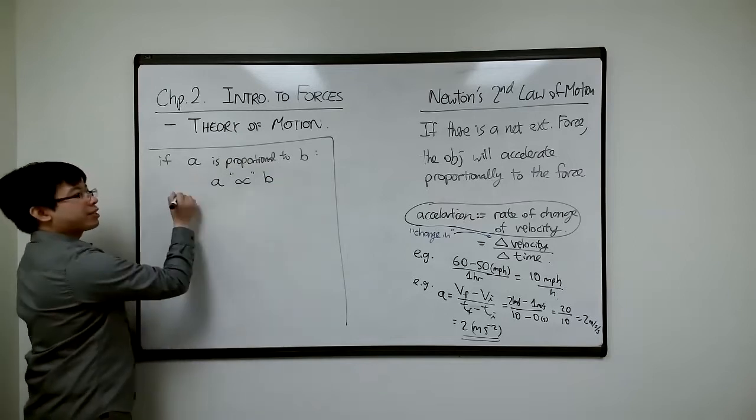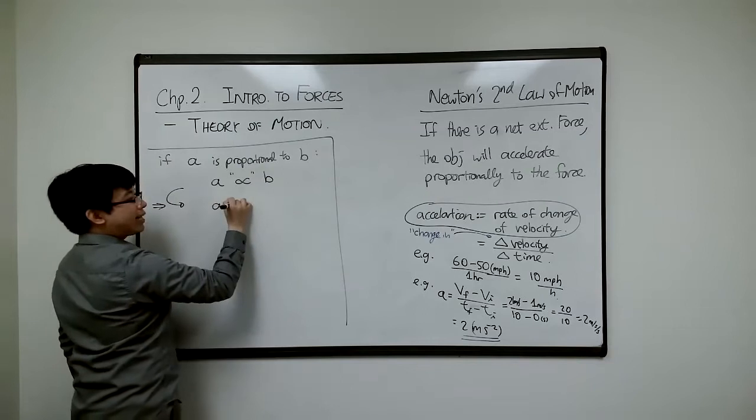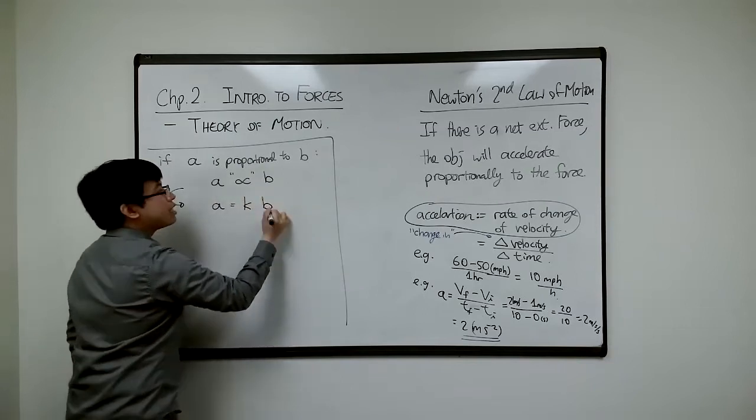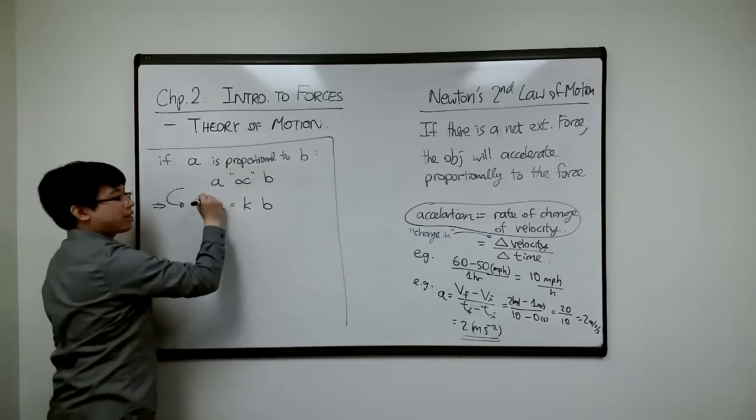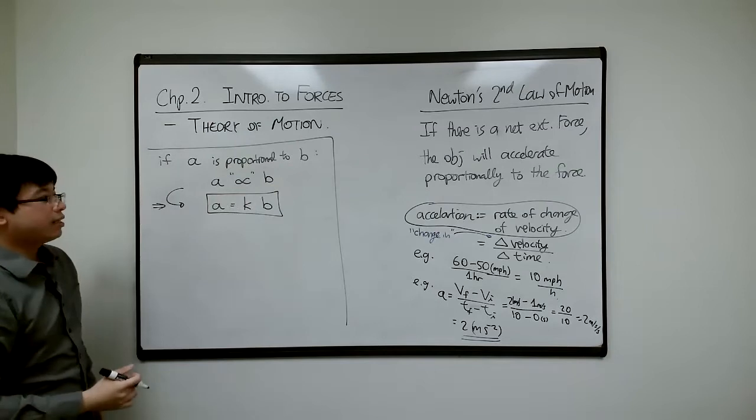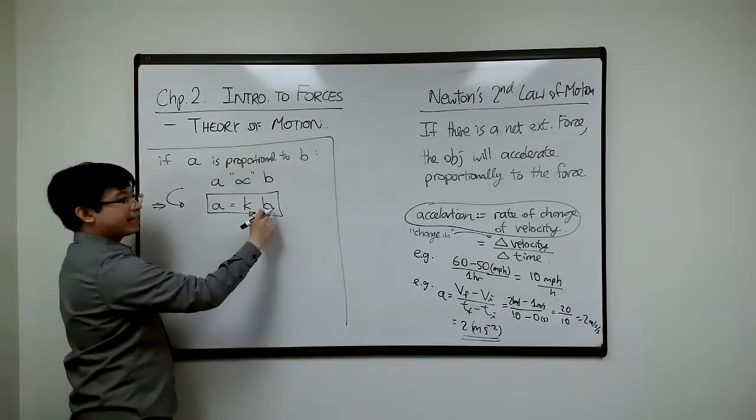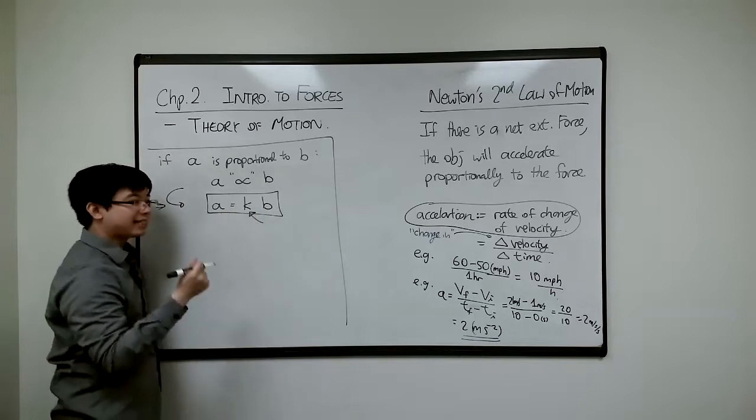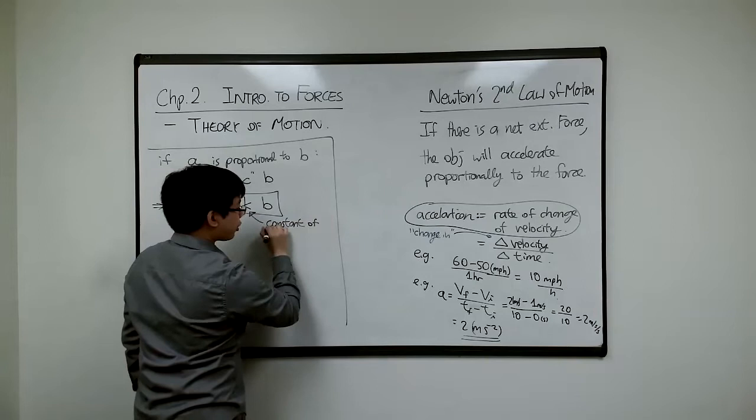When something is proportional to something, that actually implies that A equals a constant times B. So every time you see this symbol, you can replace it with this. That's what it means if two things are proportional to each other. And this is a constant, which means no matter what A is or what B is, this will stay the same number. It's called the constant of proportionality.